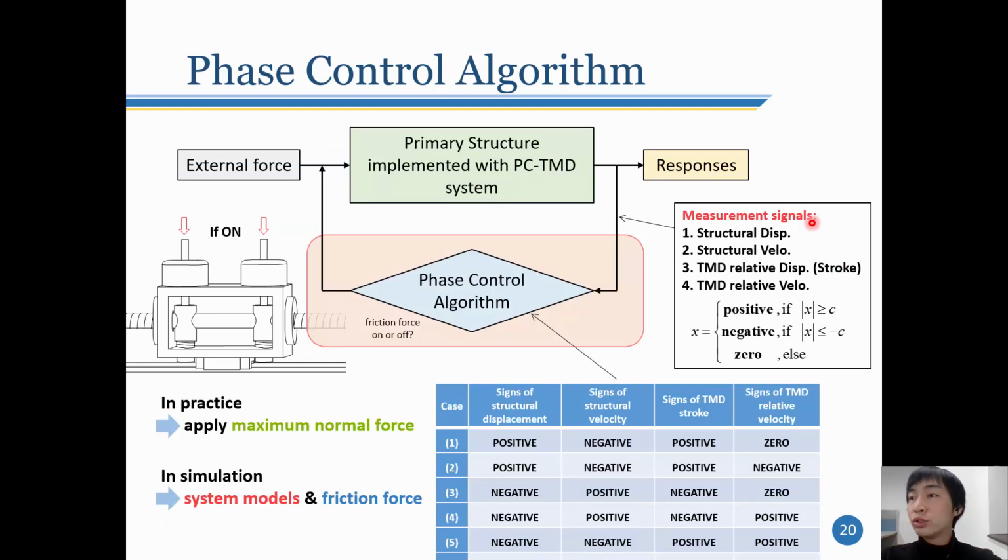So the phase control procedure is here. We measure the structure and the tuned mass damper displacement and the velocity. Then we get the signs of these signals. Then we use the 14 strategies to check whether the friction is on or off. If on, then we apply the normal force to generate the friction force. If off, then remove the normal force.